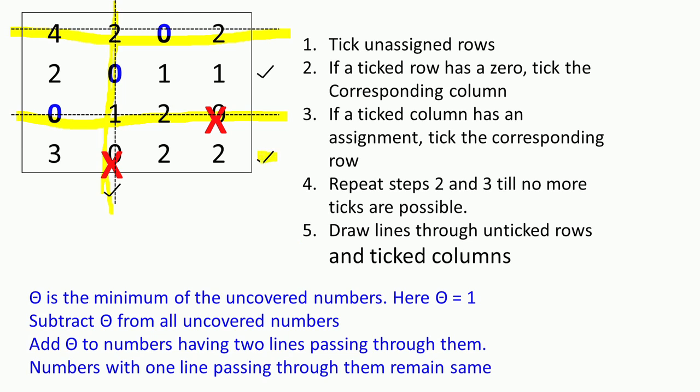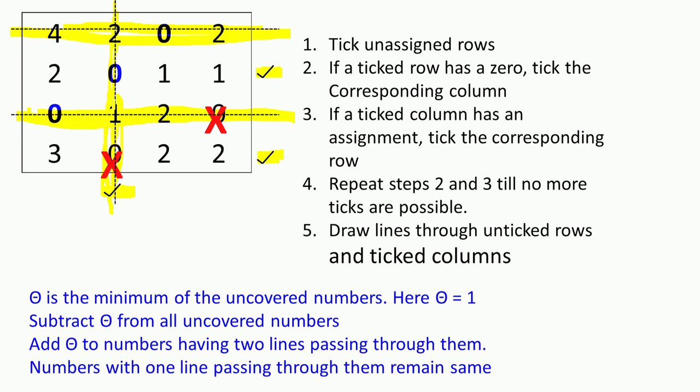Again to explain it, tick an unassigned row, this was our first tick. If there is a 0, tick that column, this was the second tick. If there is an assignment, tick that row, this was the third tick. Now repeat steps 2 and 3 until no more ticking is possible. Draw lines through unticked rows and ticked columns. If we do that, we observe something interesting.